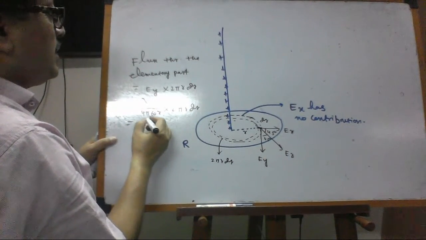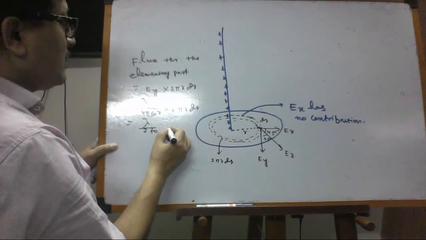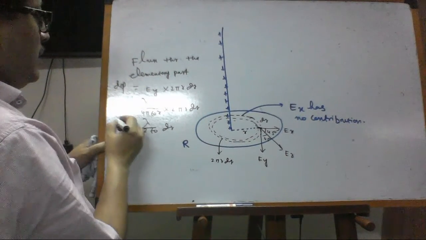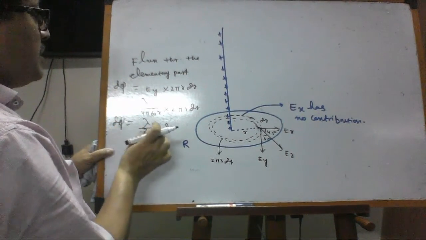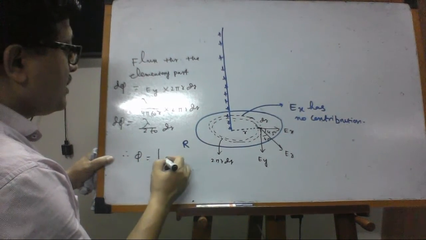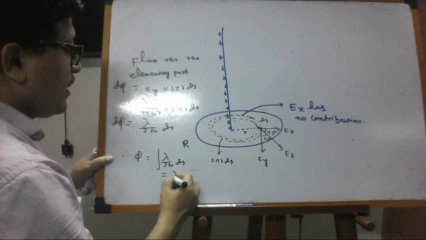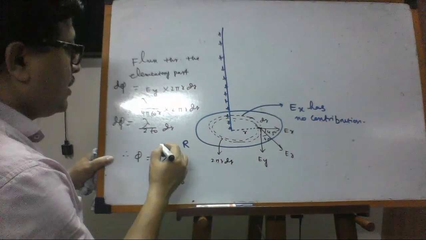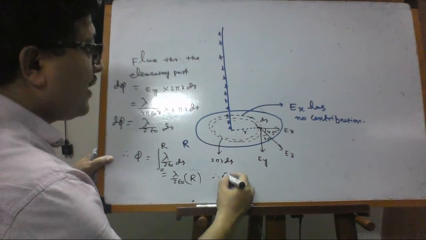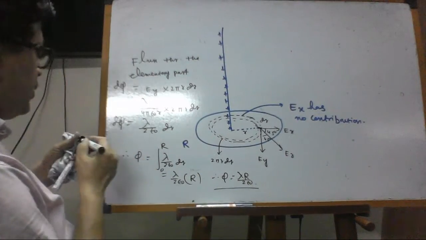So this is nothing but r getting cancelled. It is very interesting to note that this part has become a constant. Therefore, total flux is the integration of this thing. Lambda by 2 E0 will come out, and this will integrate from 0 to r, that is r. So phi is equal to lambda r by 2 E0. So this circle.